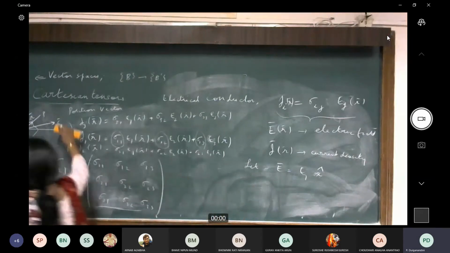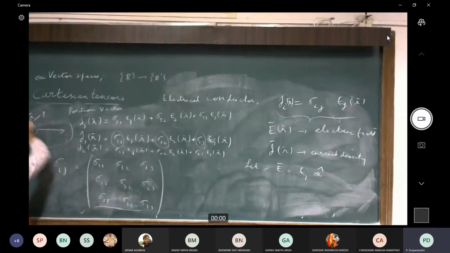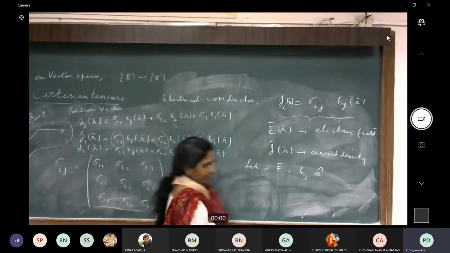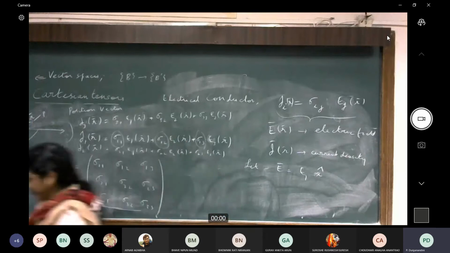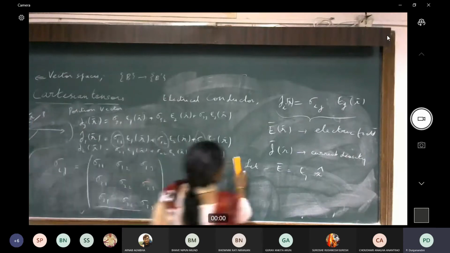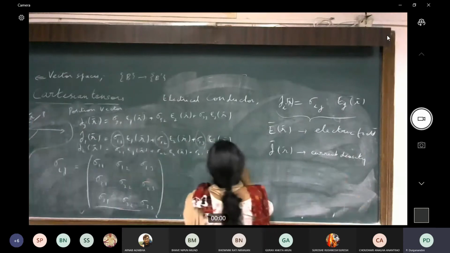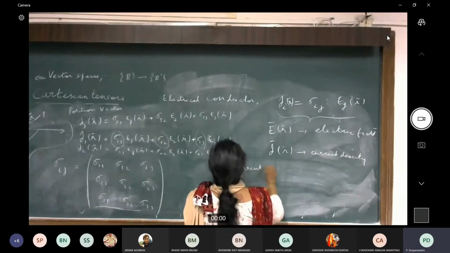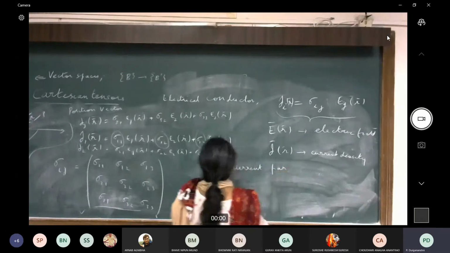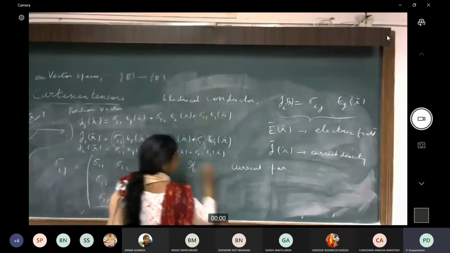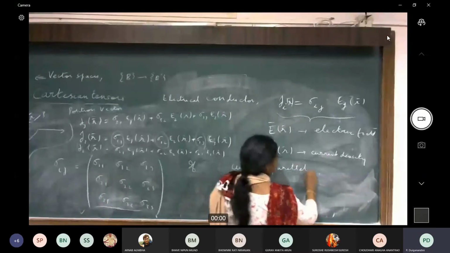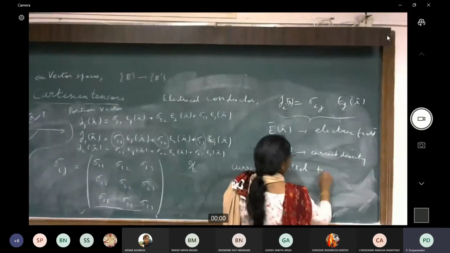Okay. So when I say it's an isotropic conductor, what it means is that my current should be parallel to the electric field. Okay. So maybe I'll write it like that. So if your current is parallel to the electric field, to the applied electric field.